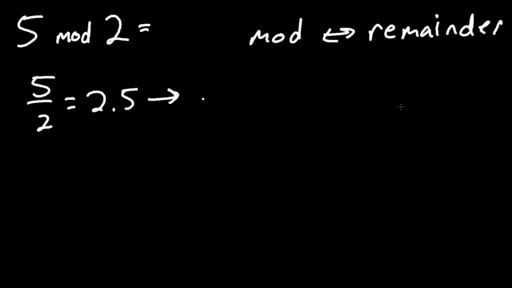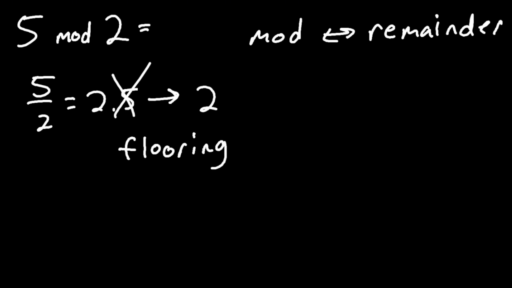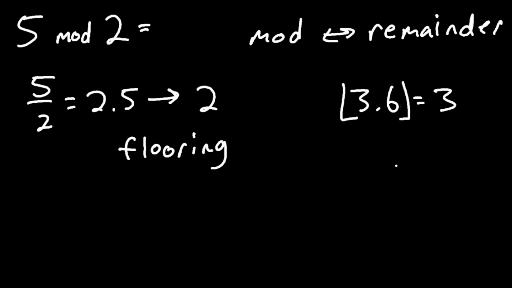So what does flooring mean? Well, flooring for positive numbers just means removing the decimal place and only taking the integer part, okay? Like, for example, 3.6 floored, right? And this is the floor operation symbol, by the way. 3.6 floored is just 3, all right?